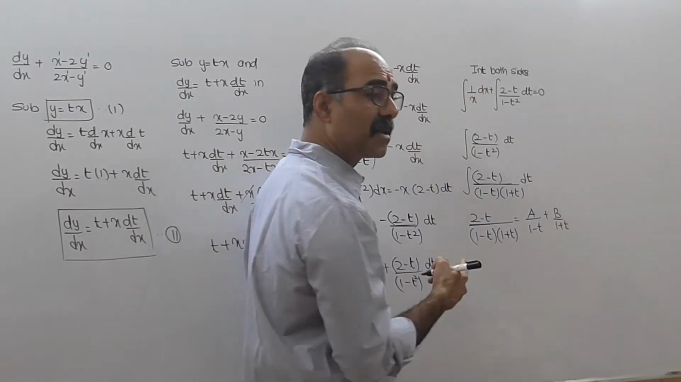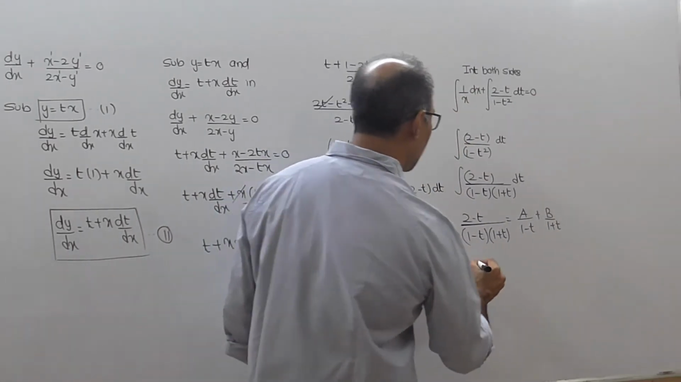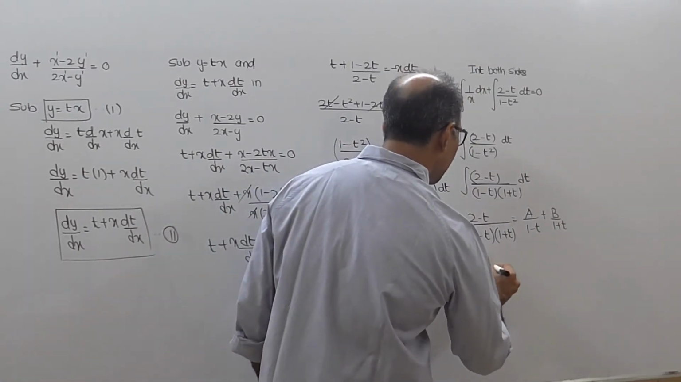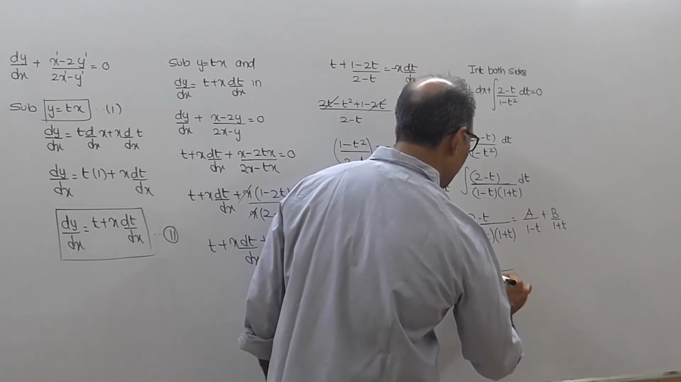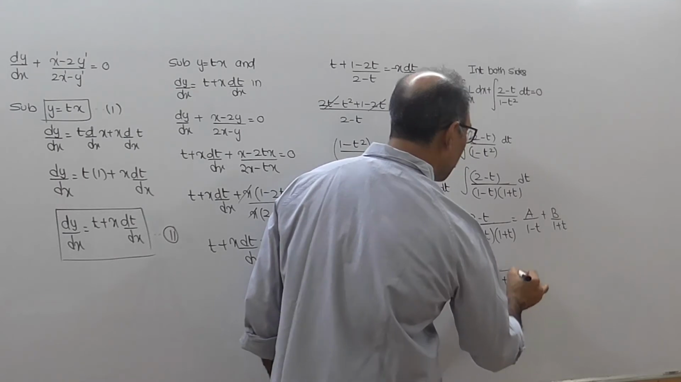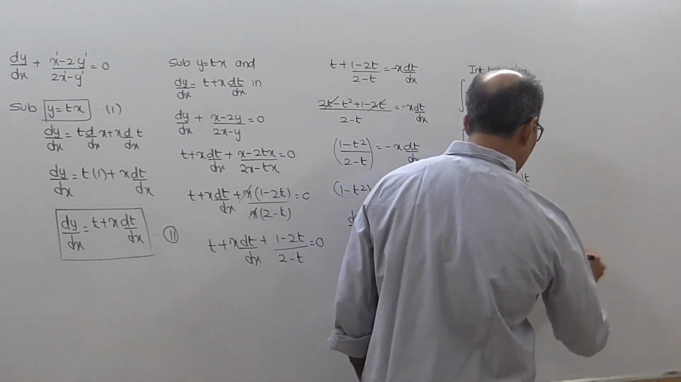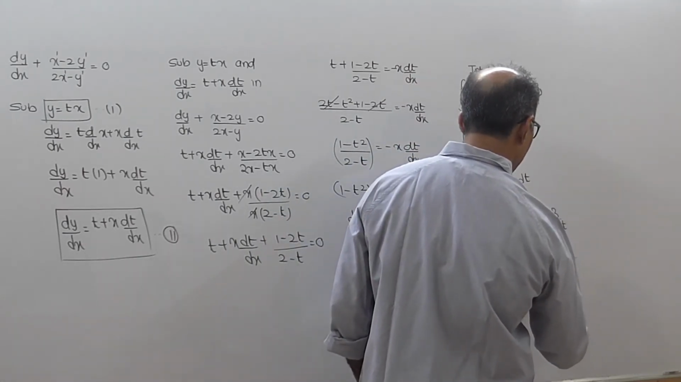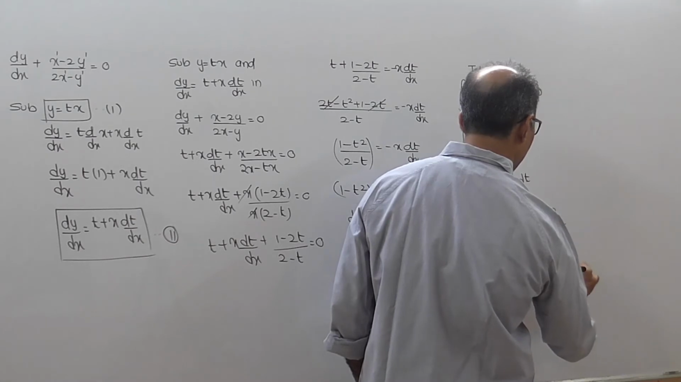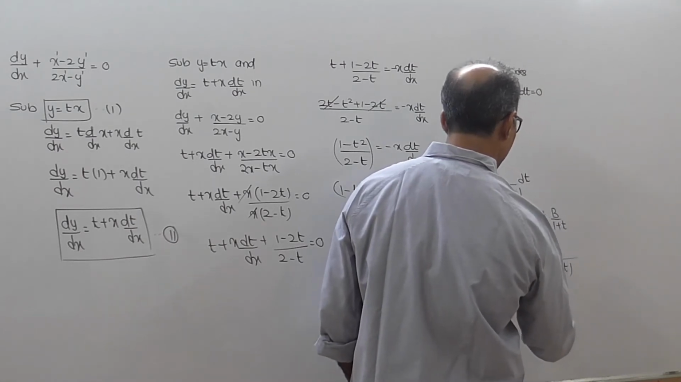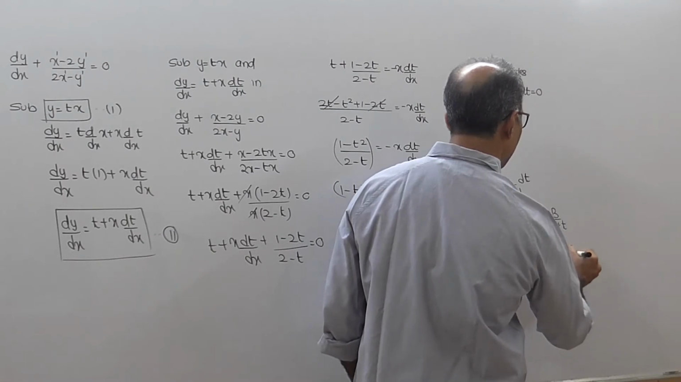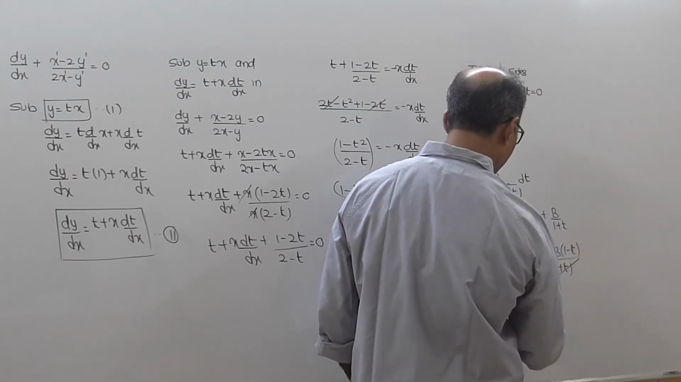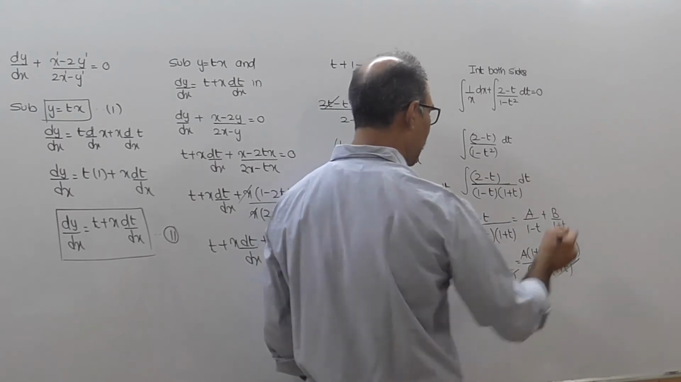I hope you know this partial fraction concept. So this becomes 2 minus t with 1 minus t, 1 plus t. Take the LCM, 1 minus t, 1 plus t, a into 1 plus t plus b into 1 minus t. 1 minus t and 1 minus t cancel, 1 plus t and 1 plus t cancel.